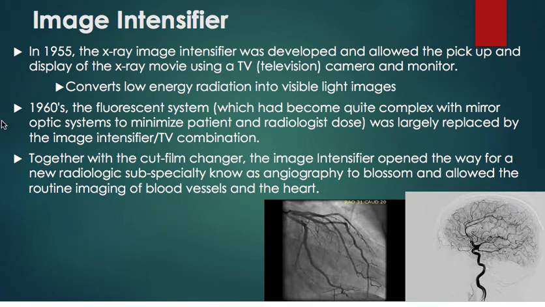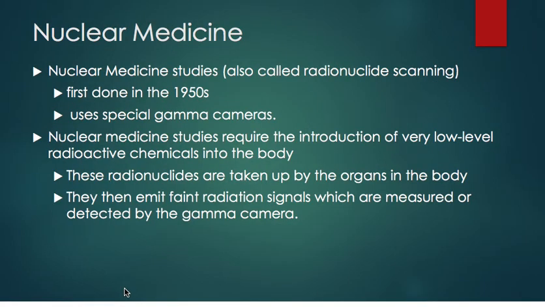Together with the cut film changer that we talked about earlier, which could give us 6 frames per second, the image intensifier opened up a way for us to be able to see these blood vessels. That was the new subspecialty known as angiography. It allows us to view the images of blood vessels of the heart and the brain, as well as many others.